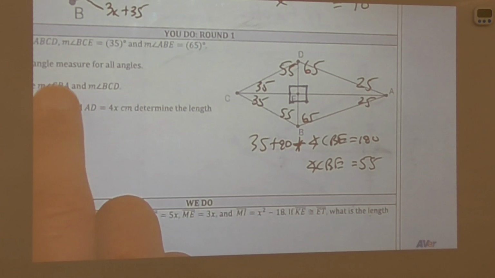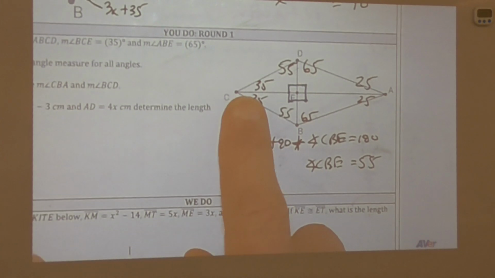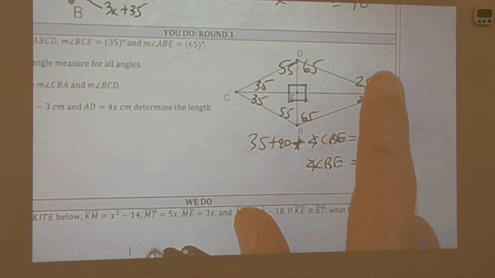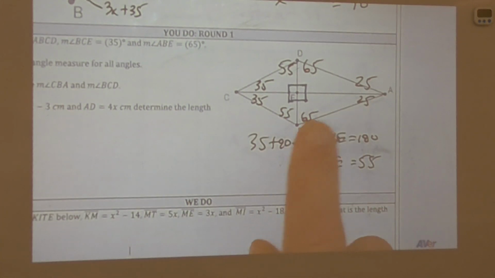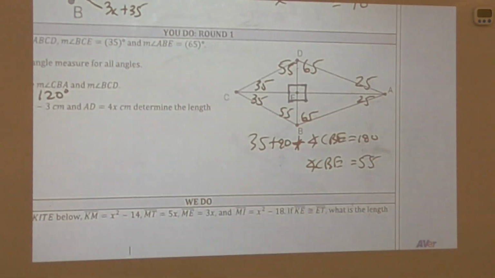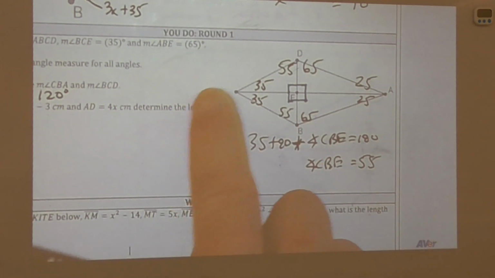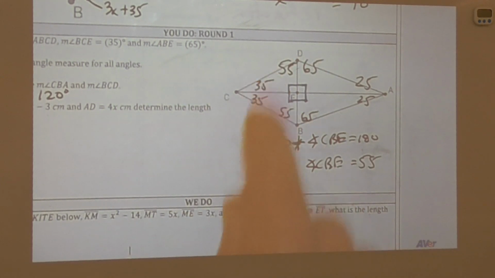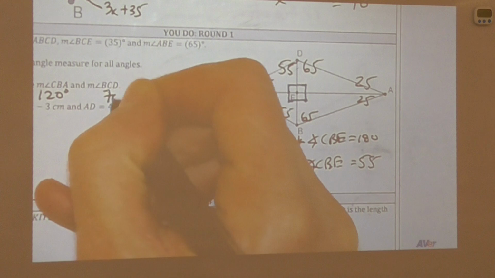Determine the measure of angle CBA. So angle CBA is right here. So that's 55 plus 65. So 55 plus 65 is 120 degrees. Angle BCD, 35 plus 35, so angle BCD is 70.